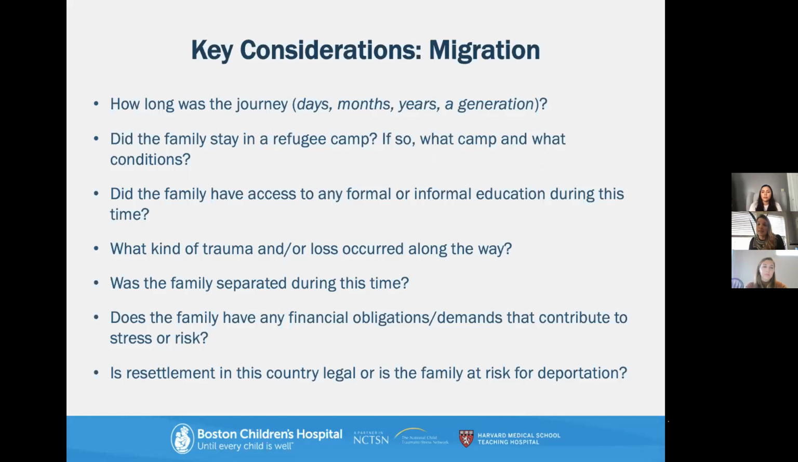Thinking about whether the family stayed in a refugee camp, what that experience was like, what resources and supports they had. Did the family have access to formal and informal education during migration, or was there disruption? And if there was disruption, what does that mean for supports? What kind of trauma and or loss occurred along the way of their migration journeys? Was the family separated? Does the family have any financial obligations? This is the piece we're talking about, especially for individuals who are crossing the border. And is resettlement in this country legal, or is the family at risk of deportation?